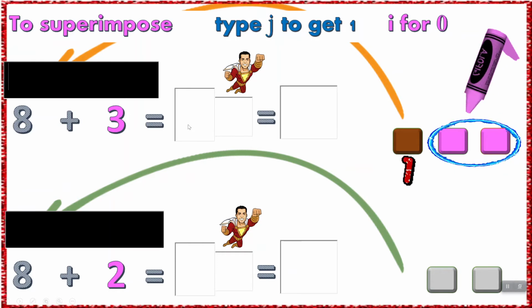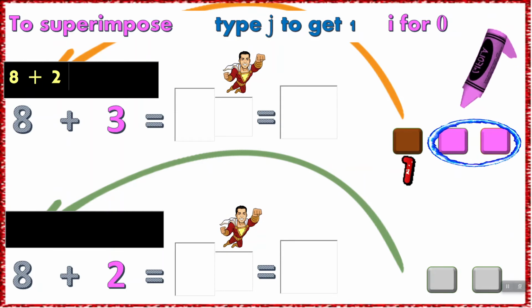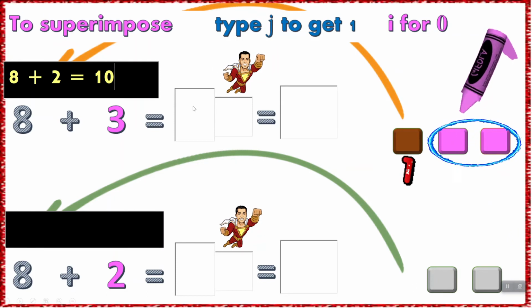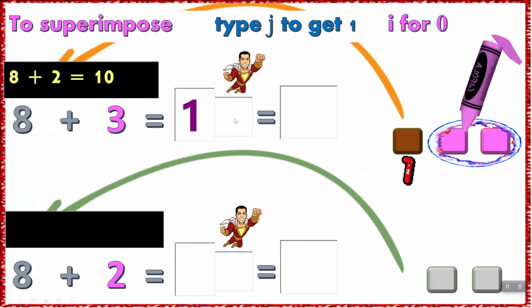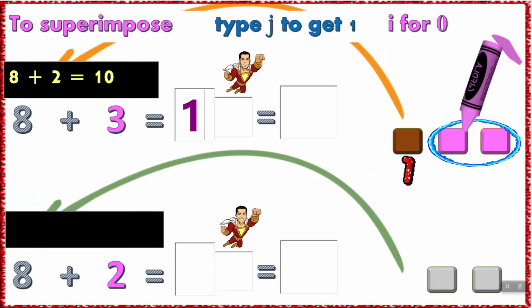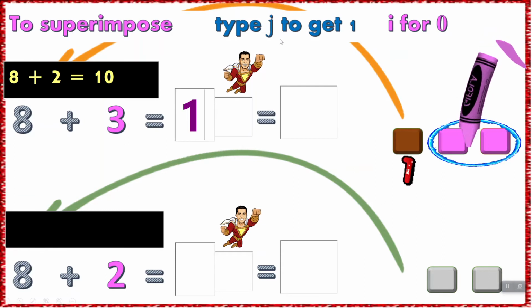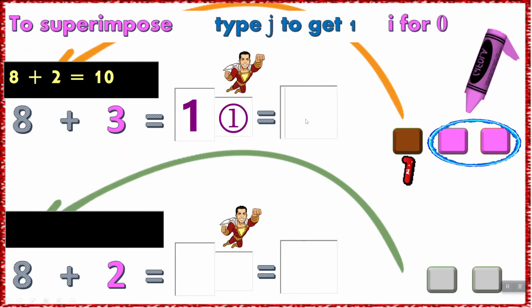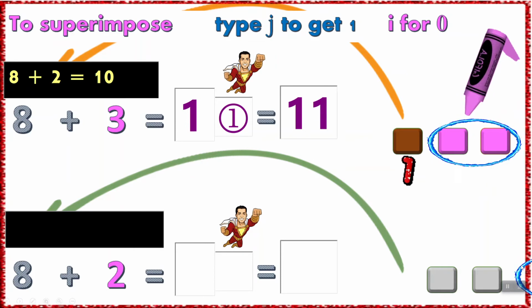Let's have our 8 plus 2 equals 10. So as usual, 1 first. And what are we superimposing? We are superimposing 1. And to do that, all we need is to type J. Okay, that's how I programmed it. And here is my 1. So what do we have? 11. Good. So let's go to the next one.